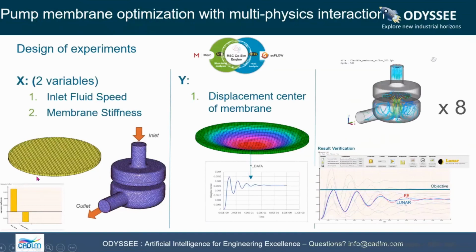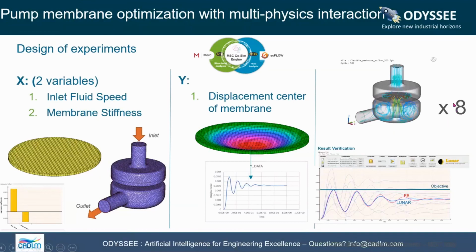Now this parameter is related to the stiffness of mechanical properties. The other one is related to the inlet fluid speed, so it's CFD based. Now here you can see how that system globally works. The membrane is here. I run that 8 times, and then I use that database for my optimization.